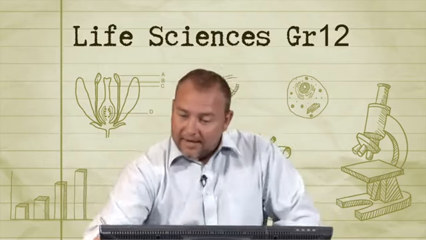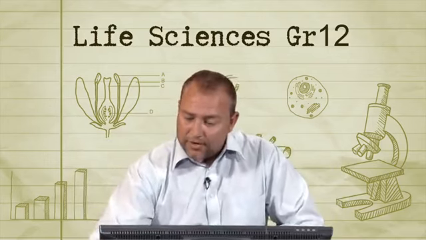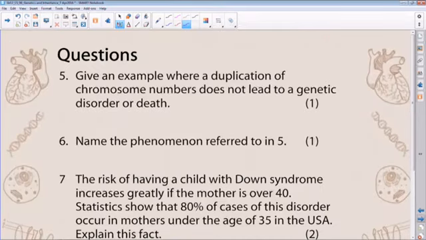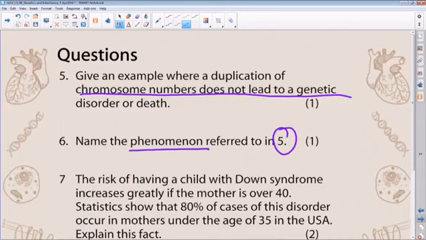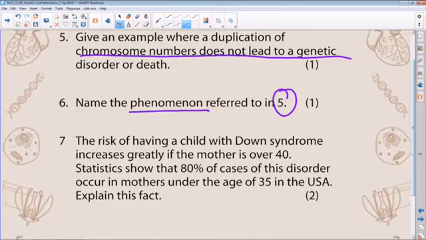Okay, now, here it is again, still the same, A and B, no different pictures. Give an example where duplication of chromosome number does not lead to genetic disorder. Ooh, that's a nice one. I like that one. We do use it. Next one, name the phenomenon referred to in 5. Okay, next one, the risk of having children with Down syndrome increases greatly if the mother is over 40. It is statistically shown that 80% of cases of this disorder occur in mothers under 35 in the USA.